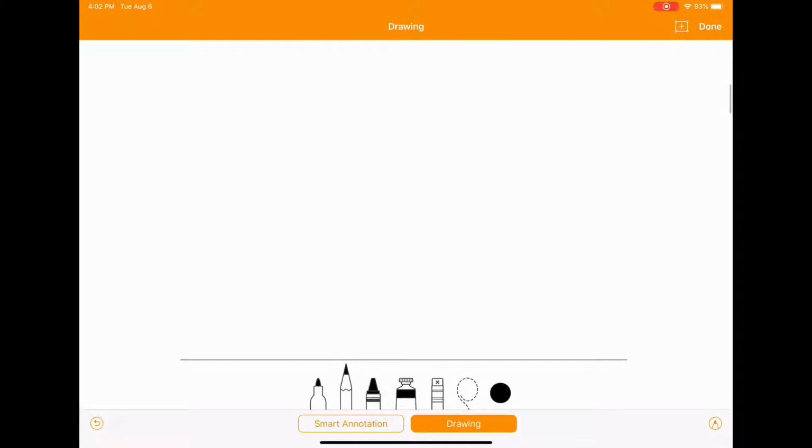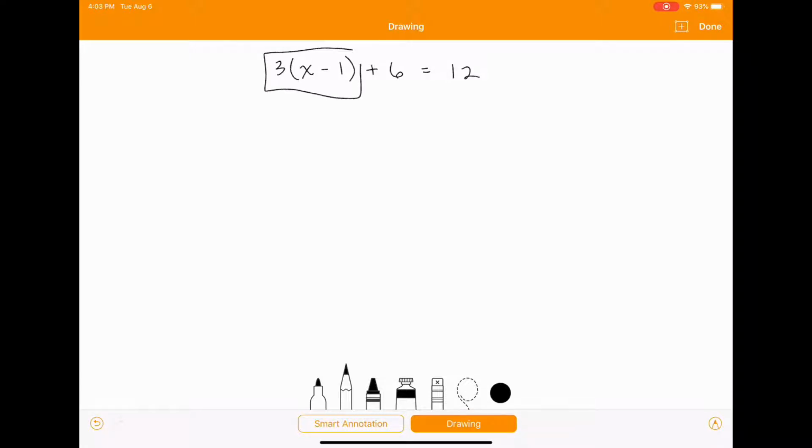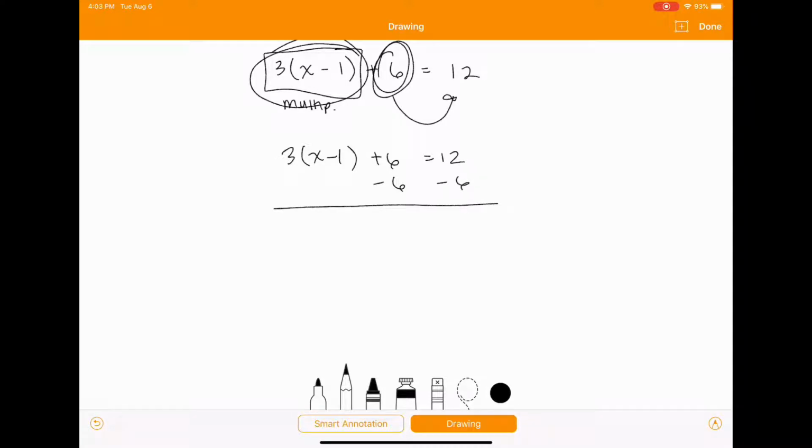Now, another thing you might run into when looking at these equations is that you might have to deal with parentheses or groupings. So if we had 3 times x minus 1 plus 6 equals 12, what you're going to want to do is look at this whole group as a multiplication. And so therefore you want to deal with this second. Again, get your constant over to the other side first. So we're going to subtract 6 from both sides. We'll be left with our 3 times x minus 1 equals 6.